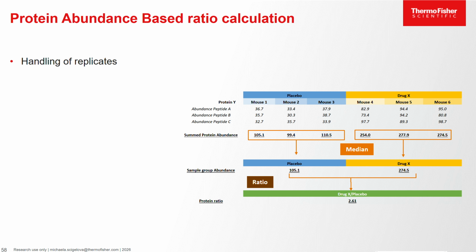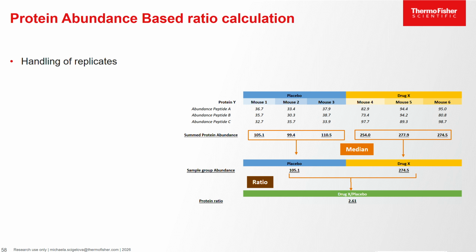How these individual methods handle the sample groups, replicates, is shown on a hypothetical numerical example. We have here the two conditions, placebo and drug treatment. We have a group of mice subjected to placebo and a different group of different mice subjected to the drug treatment, and we have 3 peptides detected from a particular protein of interest.